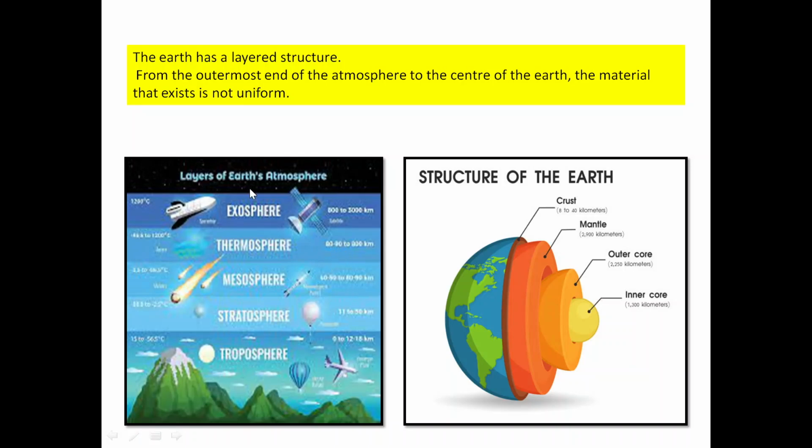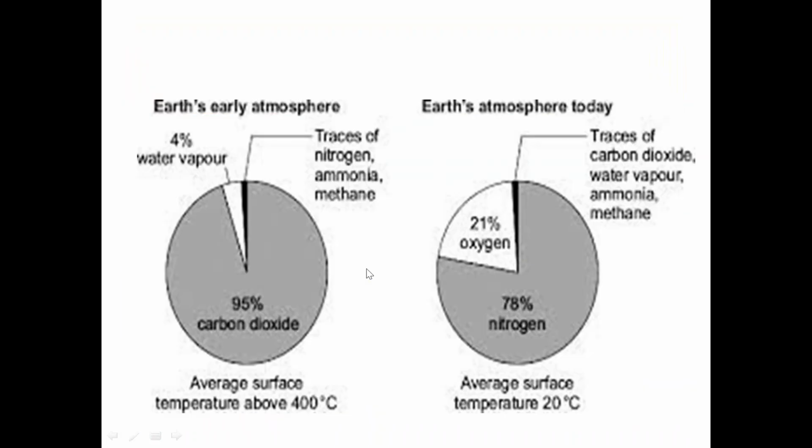Now, whether be it the atmosphere or the interior of the Earth, you can see the Earth atmosphere is also layered in nature. Exosphere, thermosphere, etc. And the composition of each layer is also not uniform. Similarly, what about the interior of the Earth? We know that the outermost layer is the crust, then comes the mantle, and then comes the core. The material of all these layers is also not uniform in nature.